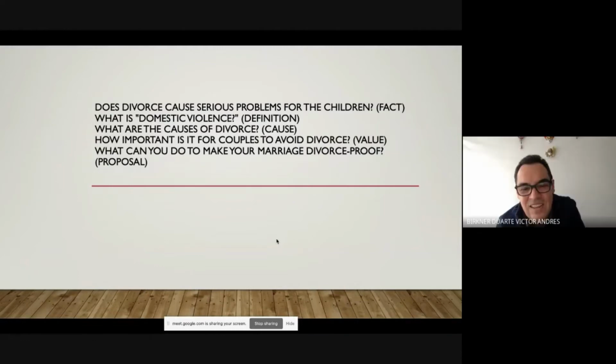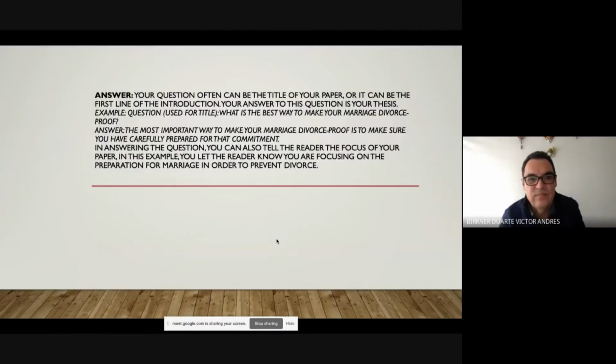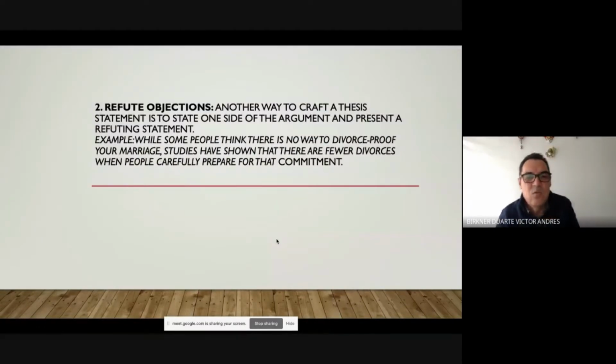Yes. Right. Now we're going to move on to the second strategy, which is a little bit stronger, and you will see immediately the difference between the first and the second. The first one is good to start as a first approach, but it is much better if you use the second or the third. You will see why. Okay, let's move on then. The second one is what we call refute objections.